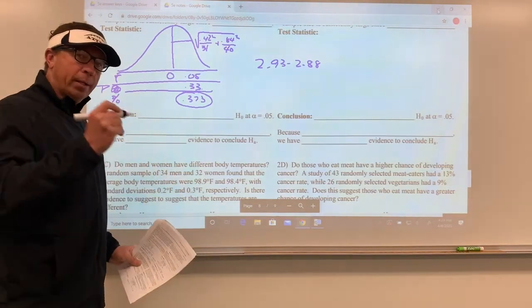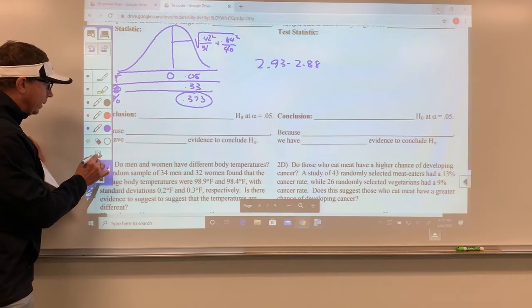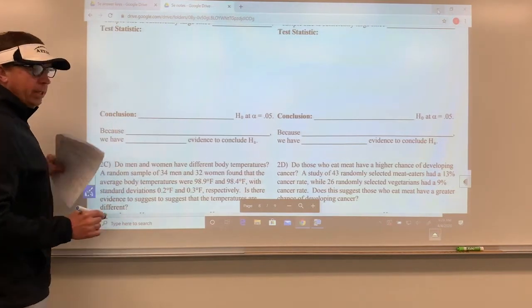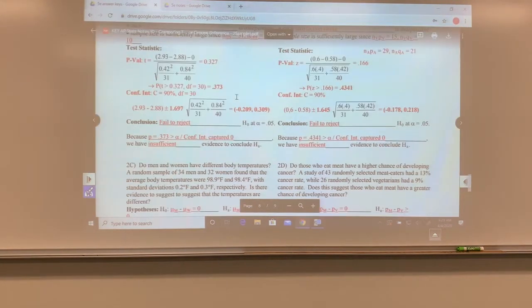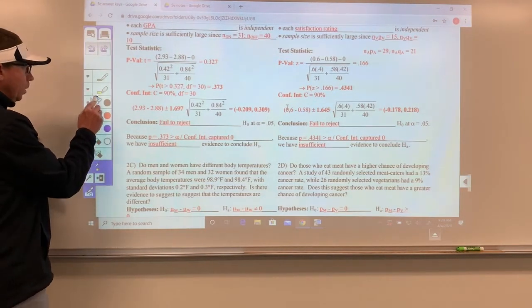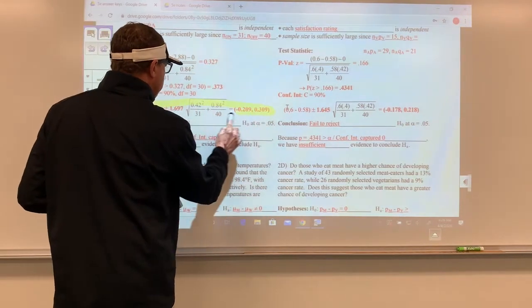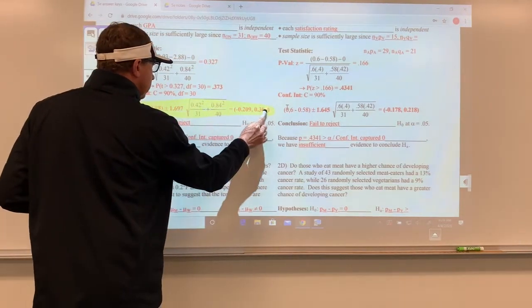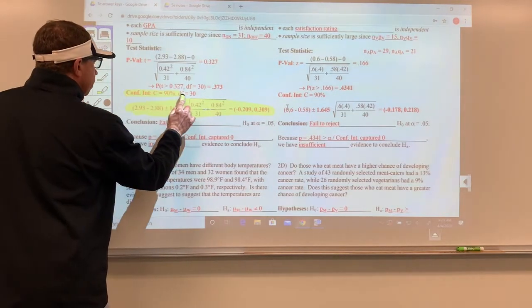Now I'm going to go back to the scripted notes, the answer key, and we're going to look at the confidence interval for this. Okay, so for the confidence interval, we are looking at this area right here. I'm going to highlight that. This is what we're looking at.